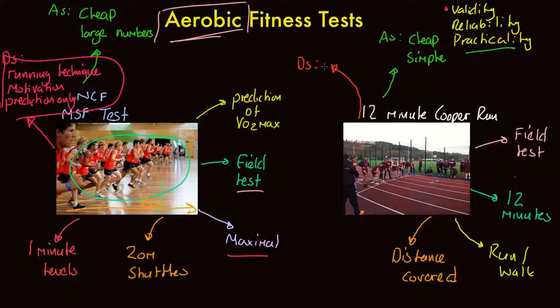Disadvantages. And the disadvantages we've got here, again, we've got the notion that this is running based. It's a technical performance, running. So therefore, does that limit the participation of certain performers? Again, we've got the limitation of motivation. This is effectively a maximal test. And finally, we are going to compare the results to population level results. Well, what if one group runs on a track and another group runs on a pitted field, for example, or wet grass? Does that change the validity of the results? So we've got some of those considerations as well.